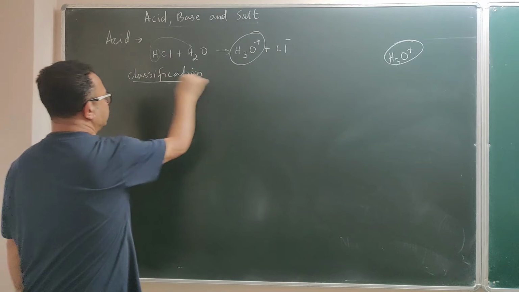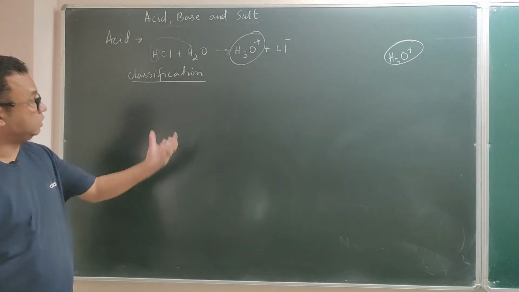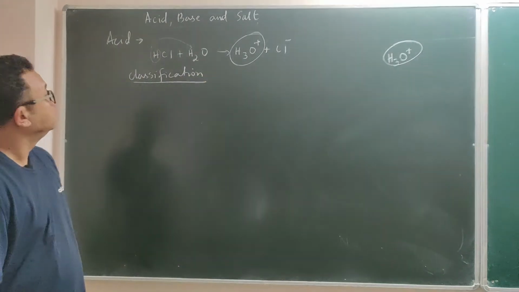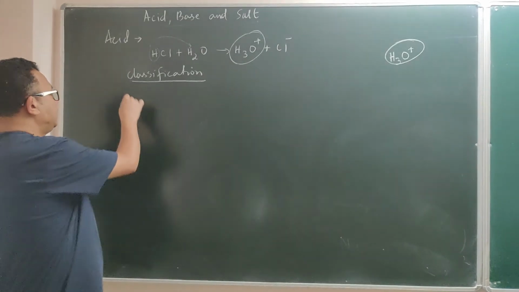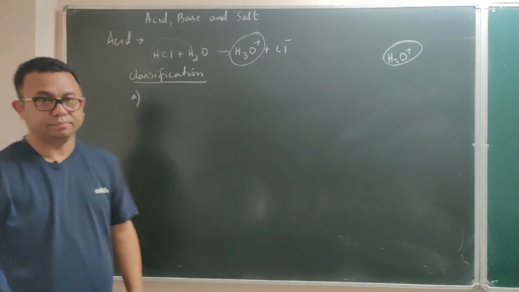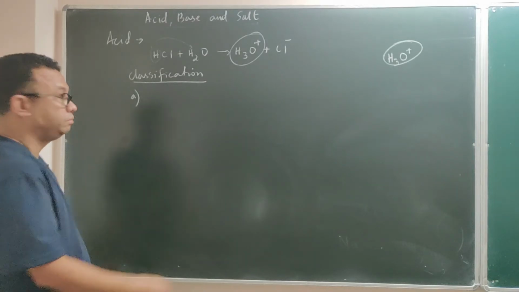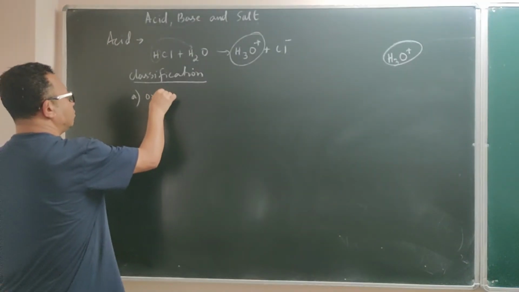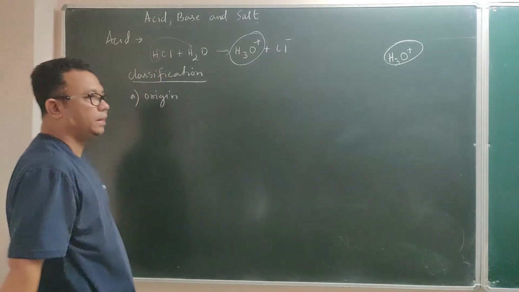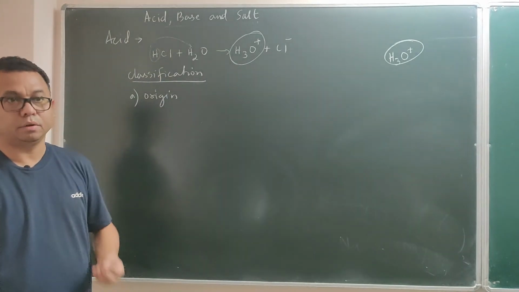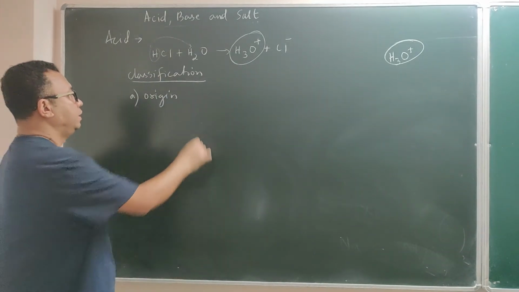I'll have a very short discussion about the classification of acid. Acid may be classified under different headings. Now see, what are the different headings? First classification: acid may be classified according to its origin, from where we are deriving it.